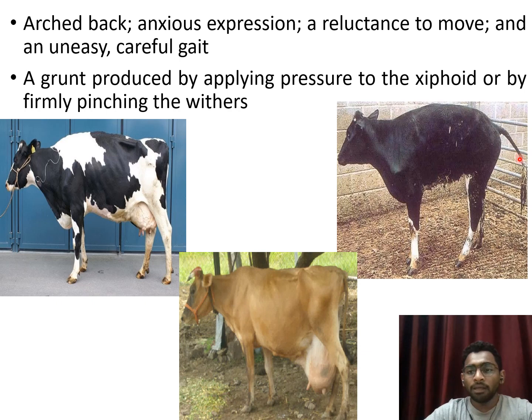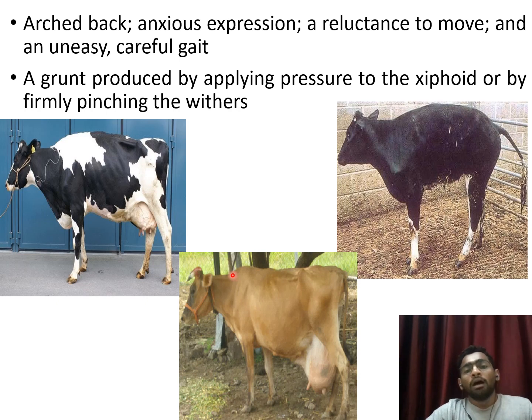Okay, and it will raise its tail and stand with an arched back. So this is an arched back symptom. And a grunt is produced by applying pressure to the xiphoid or by firmly pinching the withers. This region is called the withers. When you apply pressure to this withers region, the normal cow will move downward, or bend downward.